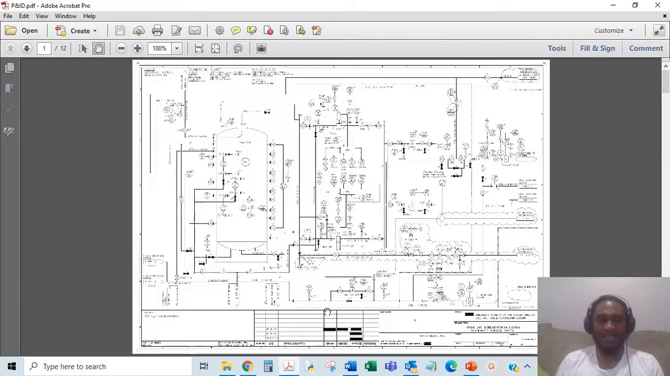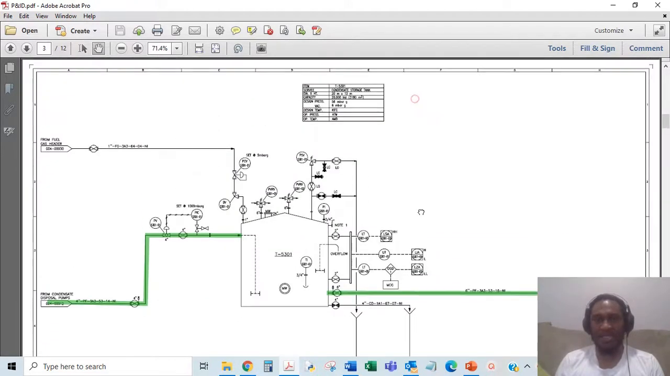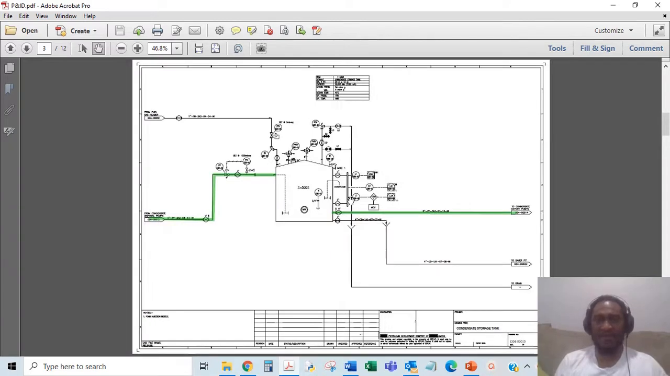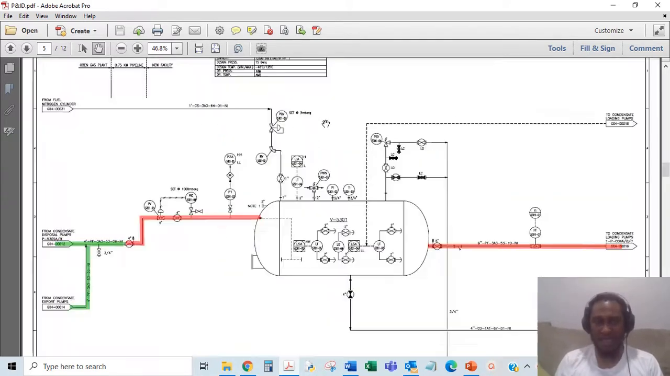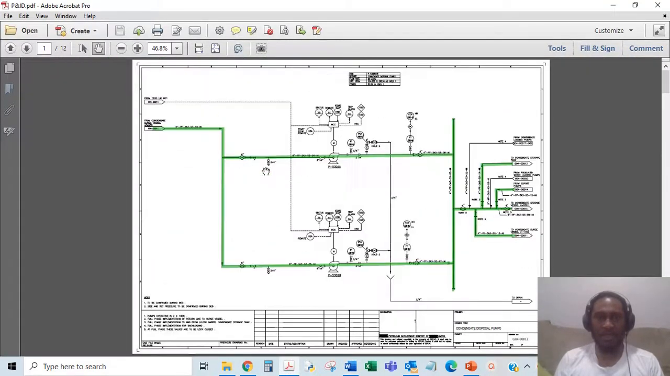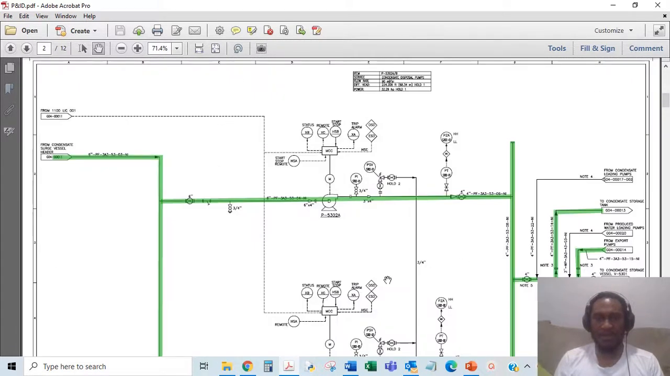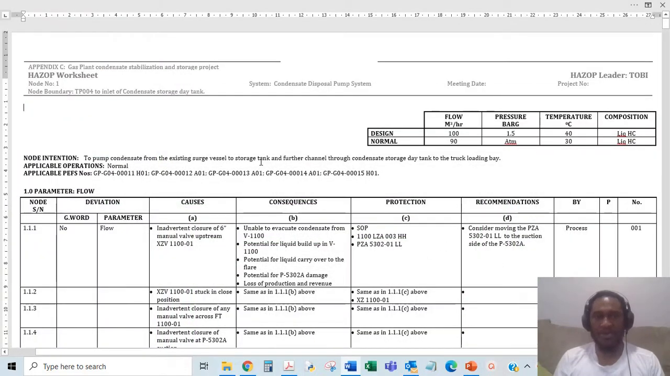That's mainly the condensate flowing from here, and it goes from this tank into the pumps, from the pumps into this condensate storage tank, and from the tank it goes into another set of pumps, then into the condensate storage day tank. So the intention is to pump condensate from the existing surge vessel, which is here, out through these pumps, and then pump them to the storage tank, and further channel through the condensate storage day tank to the truck loading bay. Applicable operations: normal.